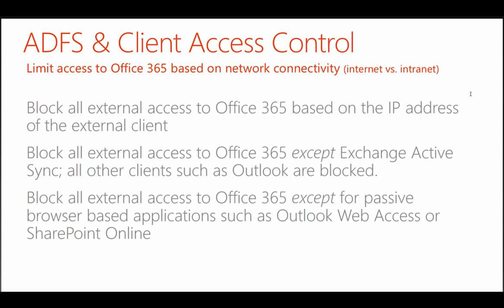So I can block access to Office 365 except for ActiveSync, but everything else would be blocked. This would be a very common scenario where we want people to get email on their phone, for example, but we don't want them connecting an Outlook client, say from the local library, and caching all of their data down to a public machine. Well, we can restrict that from happening. We could also block, for example, all external access except for passive browser-based. So we could say you can go to OWA and SharePoint, but again, you can't connect with your Outlook client or say your OneDrive sync client and pull all of our corporate data down onto a personal device or a non-sanctioned device.